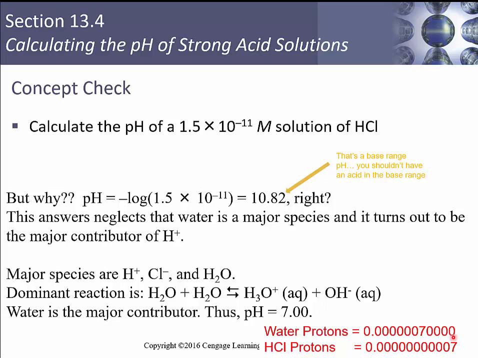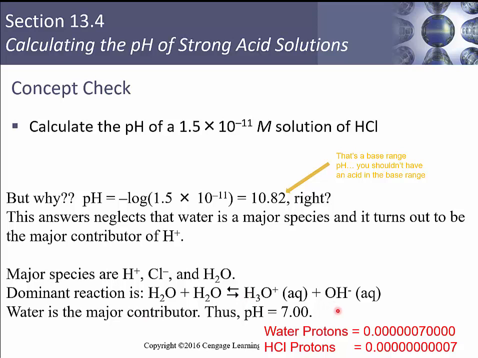So if our HCl is only giving us 1 times 10 to the minus 11 molar, and our other species, so here's our HCl protons, 0.0000000007, HCl protons versus 0.000007, right? It's several orders of magnitude more protons coming from the water than from the acid. And that H+ is primarily coming from that auto-dissociation of water. So our major species, remember, were H+, Cl-, and H2O. And here that H2O is giving us just more H3O+ than we would get from our acid. So water is the major contributor, so our pH is 7.